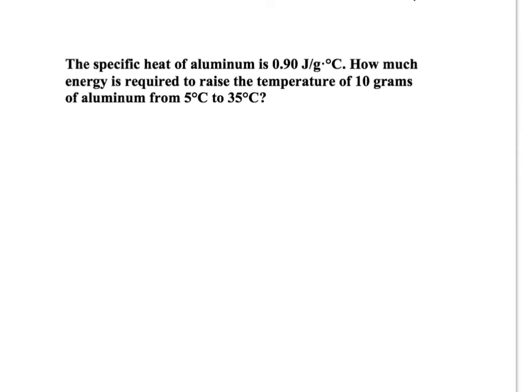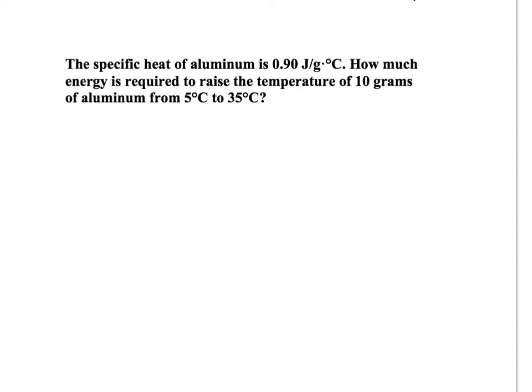Okay, so let's try an example together. The specific heat of aluminum is 0.9 joules per gram times degrees Celsius. How much energy is required to raise the temperature of 10 grams of aluminum from 5 to 35 degrees? So the way I answer this problem is by first defining all my variables. So I know that I'm going to be using the specific heat equation because it's talking about specific heat.